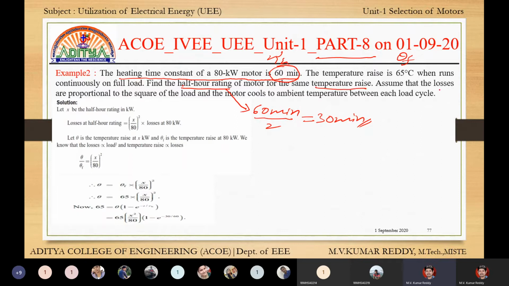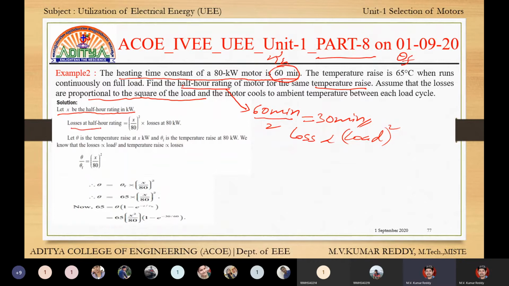Assume that the losses are proportional to the square of the load. This is the condition given. Next, let x be the half hour rating in kilowatts.